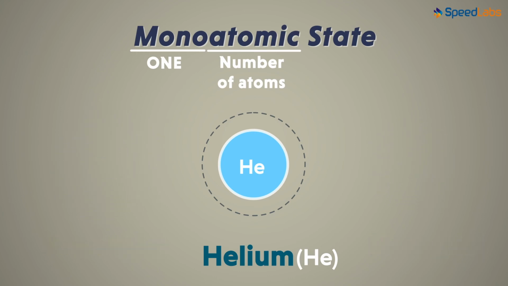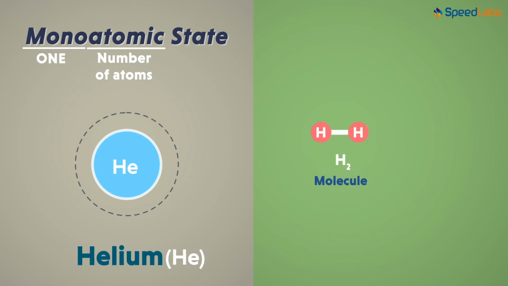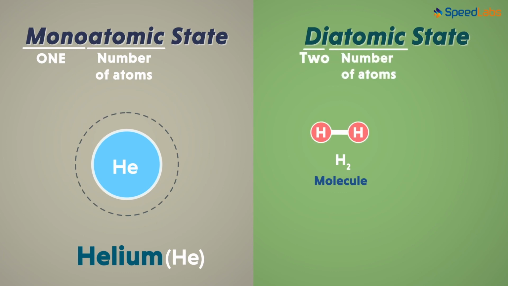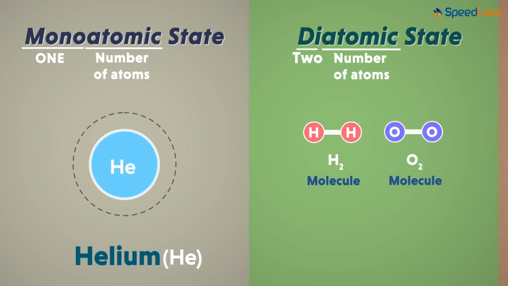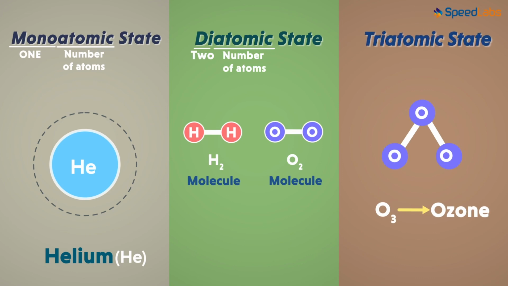Now, what will be the case of hydrogen on similar lines? Yes, since there are 2 atoms existing in one molecule, the case is called diatomic. That means one molecule is composed of 2 similar atoms. In this case, we find 2 hydrogen atoms. Similarly, we see oxygen existing in a diatomic state as O2. Sometimes even 3 atoms of oxygen can combine to give a single molecule of ozone. And such molecules are called triatomic.